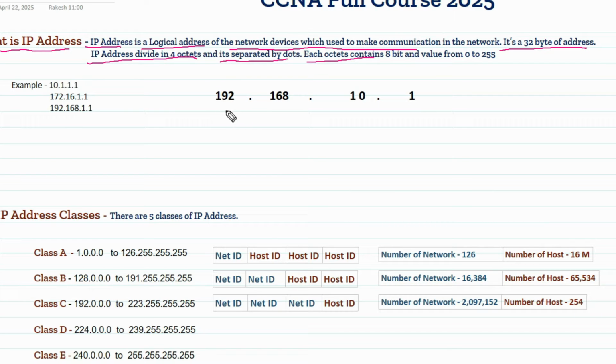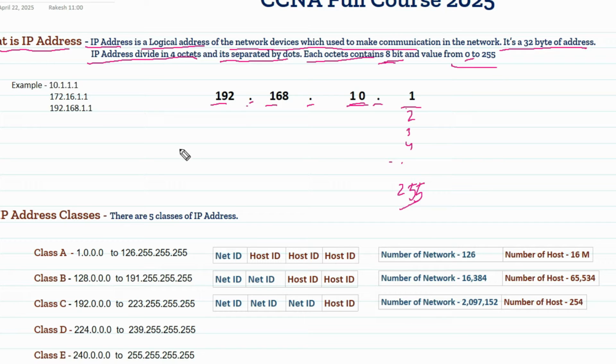So friends, you can see it's 4 octets: 1, 2, 3, 4, and they are separated by dots here. Each is an 8-bit address and its value is from 0 to 255. We'll tell you how it's an 8-bit address. If the IP address starts with 192.168.10.1, then it goes 1, 2, 3, 4, and the value goes up to 255. That's why we can say its value is 0 to 255.